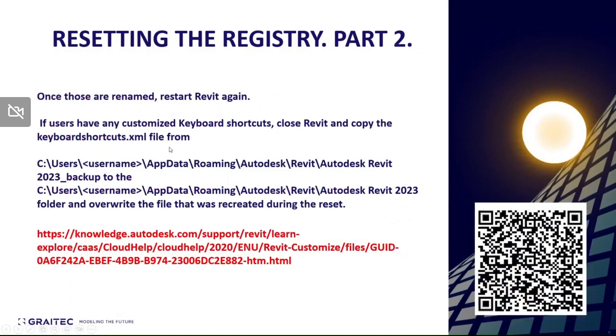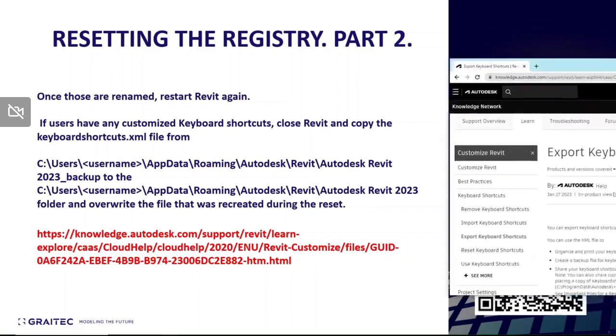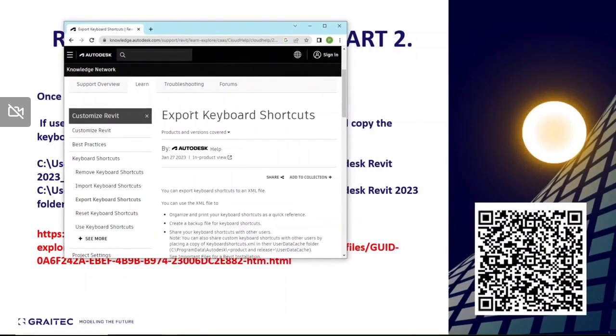Once you've reset those registry keys, you may potentially want to save any customization that you've made to the keyboard shortcuts. And with that in mind, again, there's an article that Autodesk have created that will allow you to do that. Export the keyboard shortcuts, and once again, the QR code.